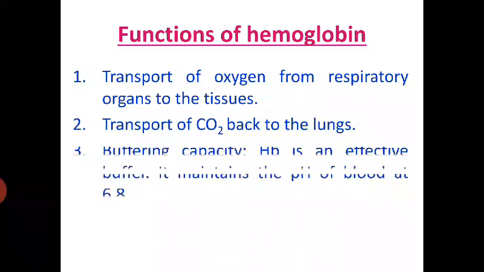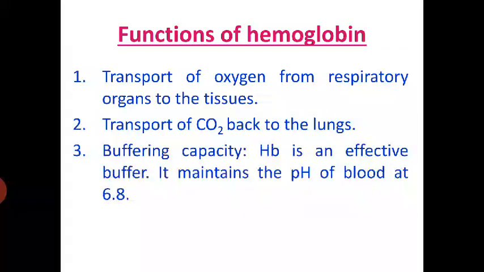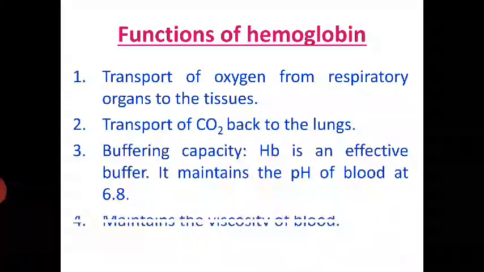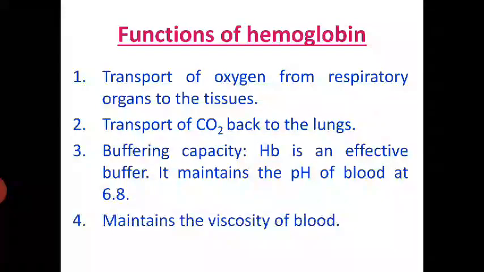Then buffering capacity. Hemoglobin is an effective buffer. It maintains the pH of the blood at 6.8. So its isoelectric point is 6.8, so it keeps the pH at 6.8. And finally, it has another function, that is viscosity of blood. So it maintains the viscosity of blood for proper circulation in veins and arteries.